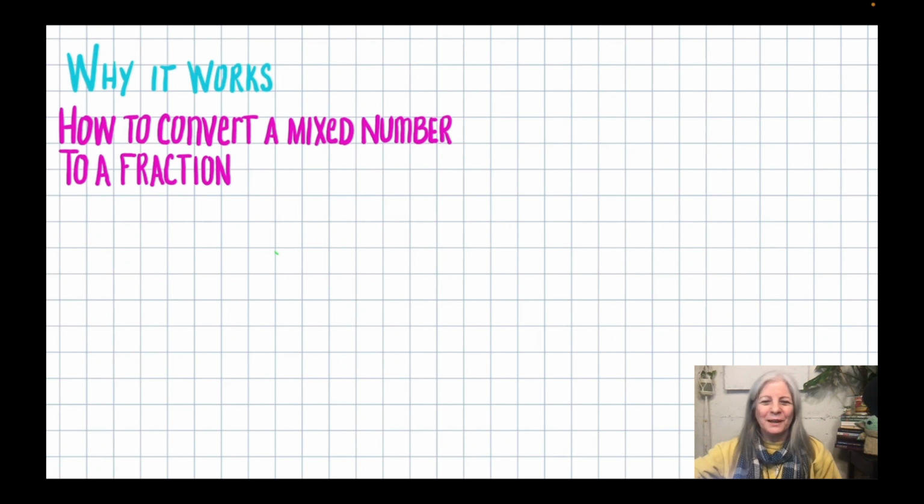Okay, I'm going to show you how to take a mixed number and turn it into a fraction. And these are often called improper fractions or fractions greater than 1. And I'm going to show you why this works.